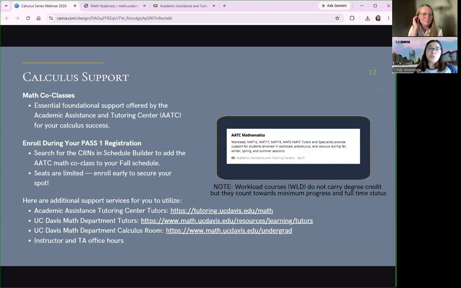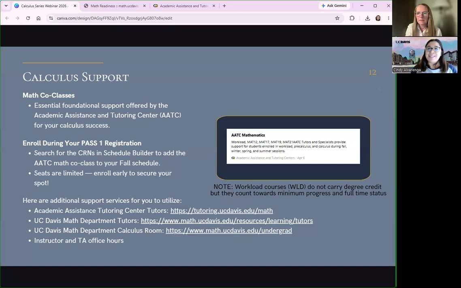So during your Password registration, we highly encourage you to add this. We can provide the link in our email as a follow-up, but you'll see that you can easily add this to your full schedule. These workload classes, so this is considered a workload, don't carry degree credit towards your 180, but they do count towards your minimum progress and your full-time status. So no matter what, it's still beneficial to add these co-classes and to receive that support that you may or may not need.